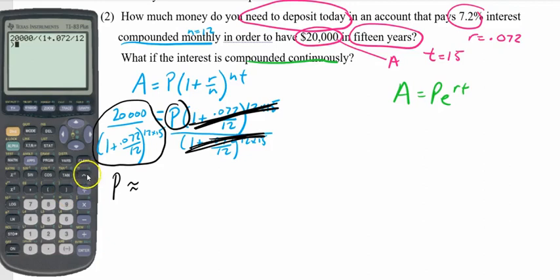close parentheses, up arrow. Now I have an expression 12 times 15. I'll need to put that in parentheses. This is an older model. And then I'm going to press enter. And that's the amount of money you're going to have to come up with now. And so I'll take it to 2 decimal places, never round until the end.